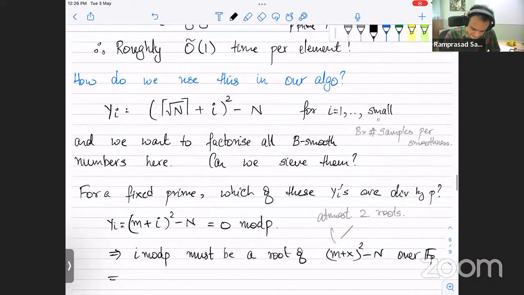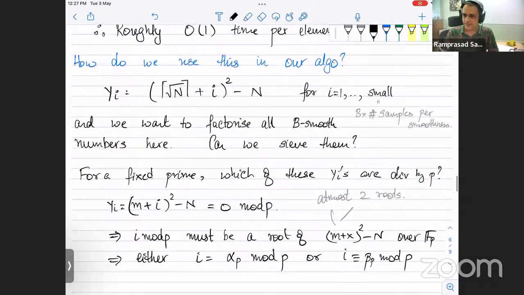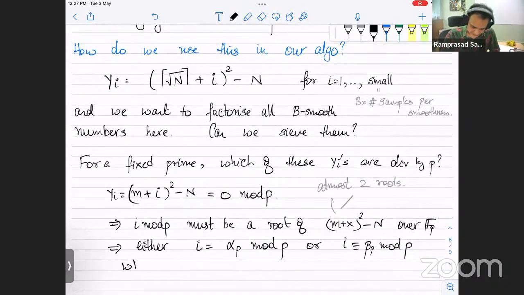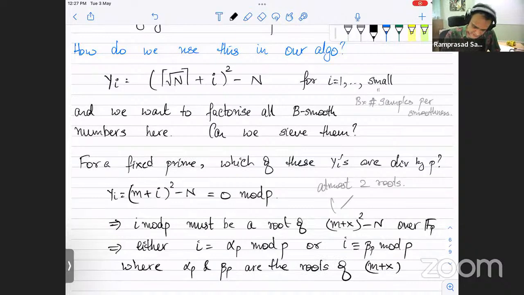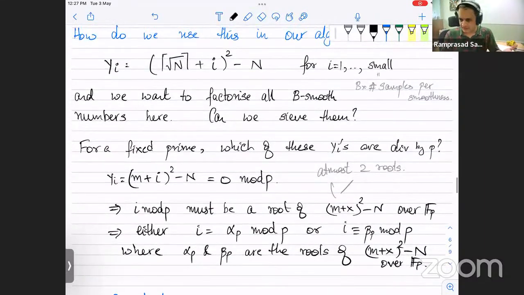Okay. So this implies that either i is congruent to alpha p mod p, or i is congruent to beta p mod p, where alpha p and beta p happen to be those 2 roots of m plus x the whole squared minus capital N over Fp. So as you said, you can either go over all the things. It doesn't hurt you to do this, but since we are trying to be as efficient as possible, you might as well factorize it and find that. This is just taking GCD with x to the p minus x and seeing what you get.